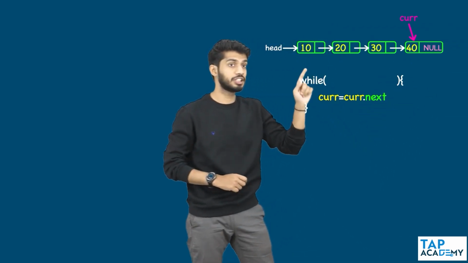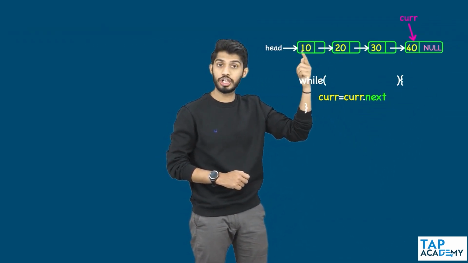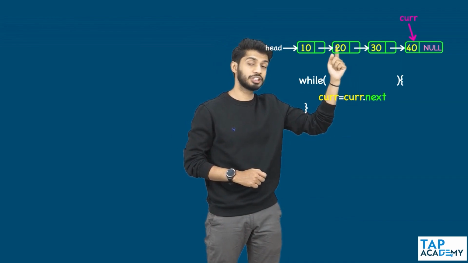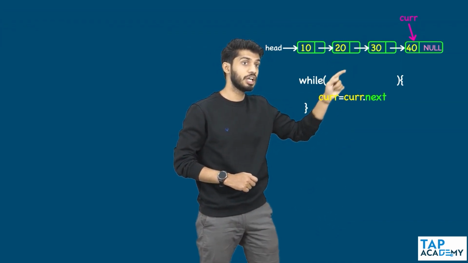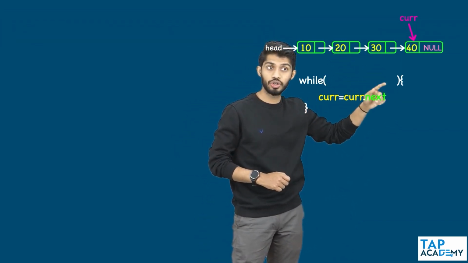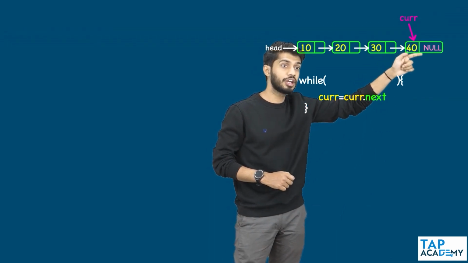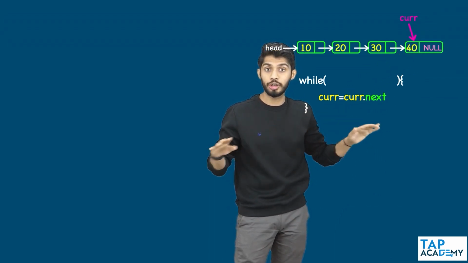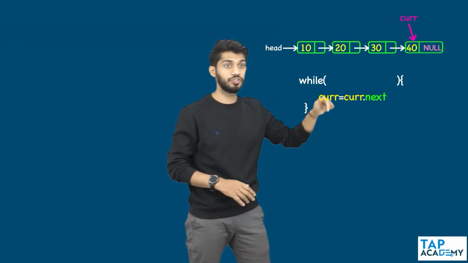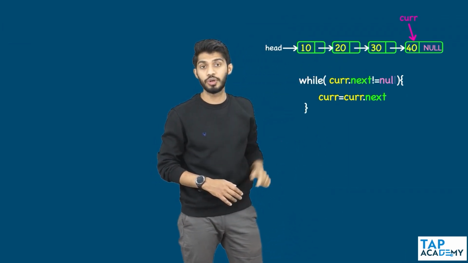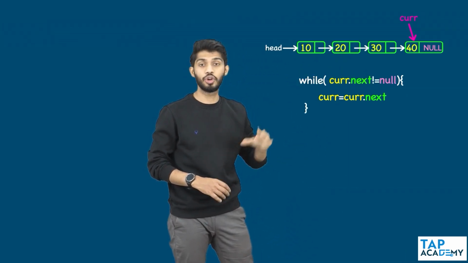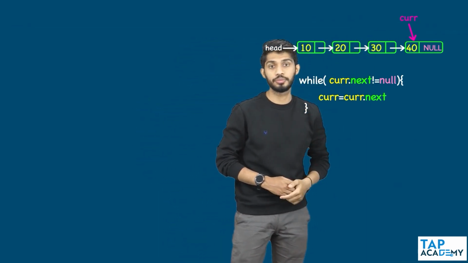So you can clearly see over here current.next is not equal to null. Over here current.next is not equal to null, so I am repeating this. Over here current.next is not equal to null, so I am repeating this. Over here current.next is equal to null, so I should not repeat this. So what is the condition? Current.next is not equal to null. And if I write this particular while loop, it will ensure that the current will move till the last.